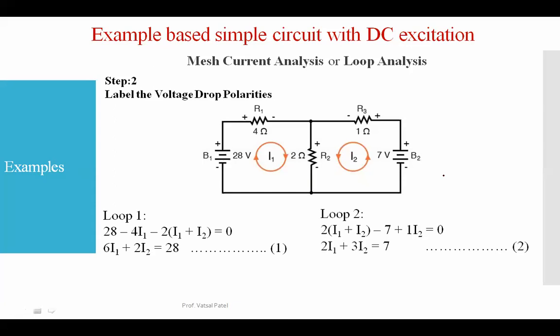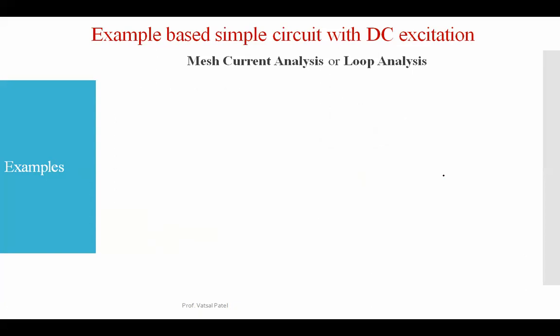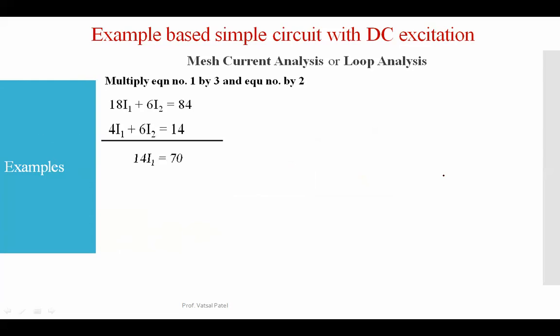So there are two equations we identify here, and after simplifying these equations, anyway you can identify this. Okay, I2 is equal to 3 by 7. Okay, I1 is equal to 5, I2 is equal to minus 1.